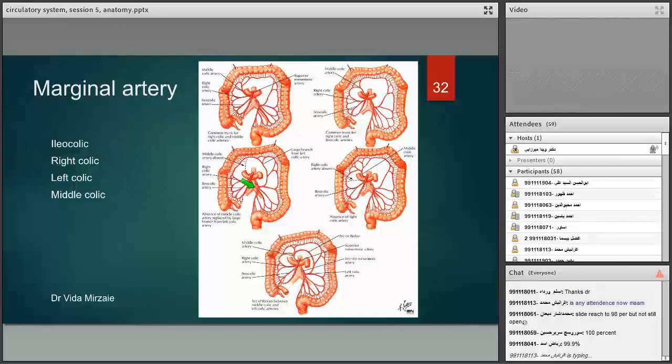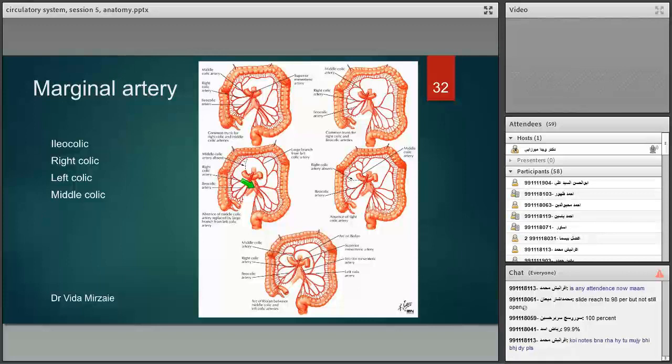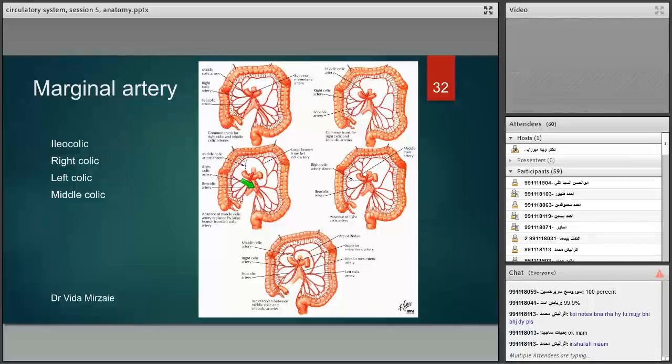Okay? Today we have talked about just unpaired visceral branches of the abdominal aorta. For the next time and tomorrow we will talk about the other parts. If you have any question, please ask, and if not, you can go.